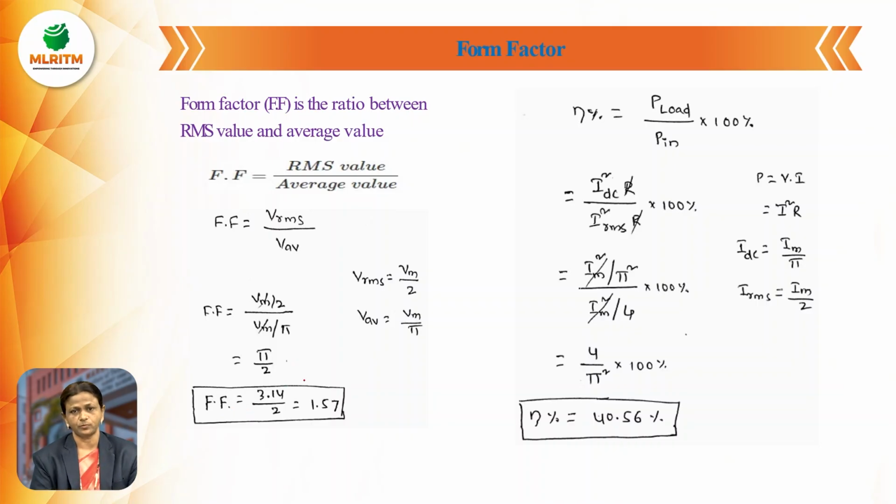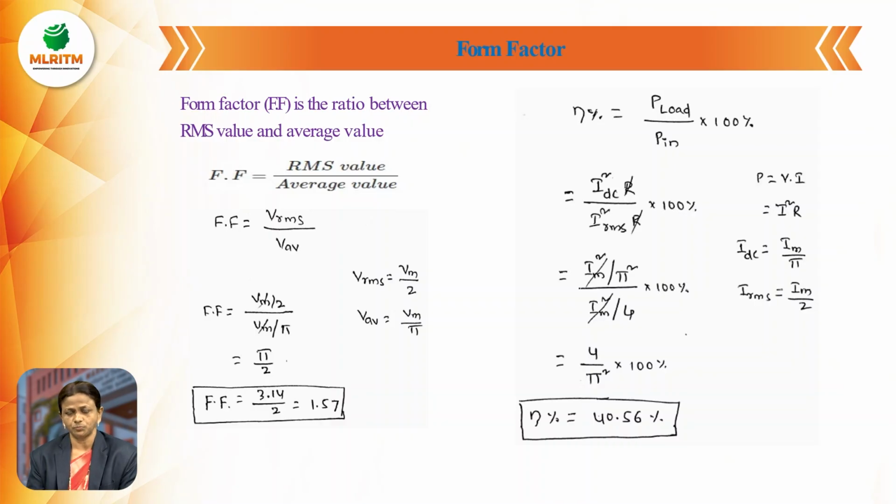What is the pi value? 3.14. So 3.14 by 2, that value equals 1.57. Now calculate the efficiency value. What is the formula for efficiency? Efficiency is the ratio of output power to input power.